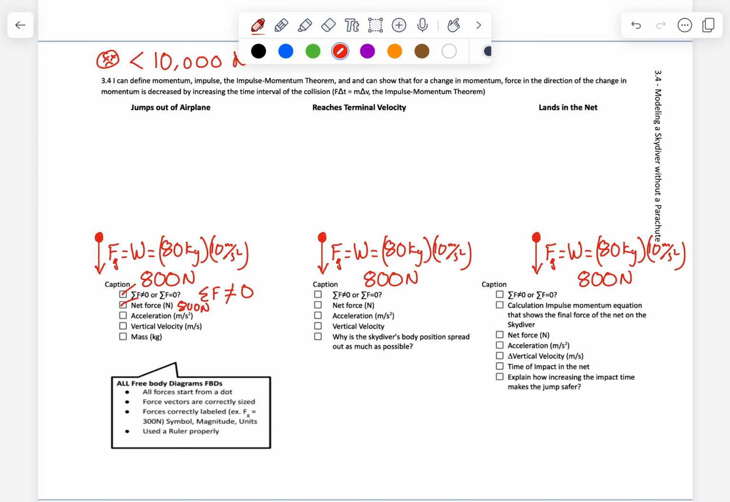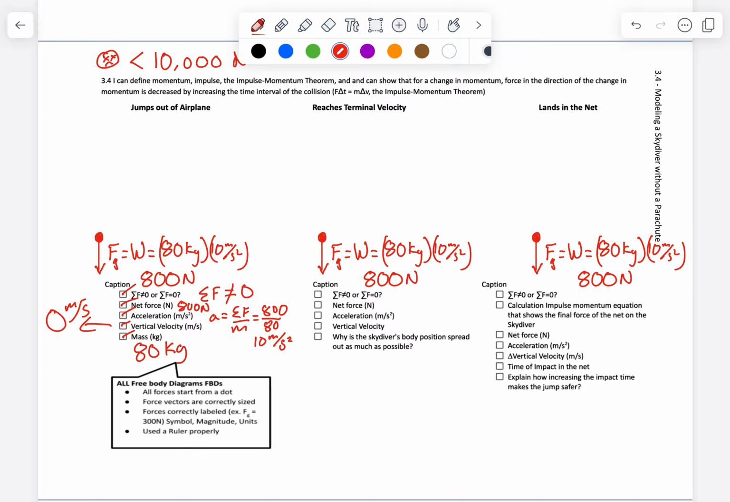Check. His acceleration, well, acceleration is going to be equal to the sum of all forces divided by mass. That is going to be equal to 800 divided by 80, which gives us 10. So he's accelerating at 10 meters per second squared. Check. His vertical velocity, well, when he jumps out, his vertical velocity is 0 meters per second. And of course, we've already said his mass. His mass is 80 kilograms.